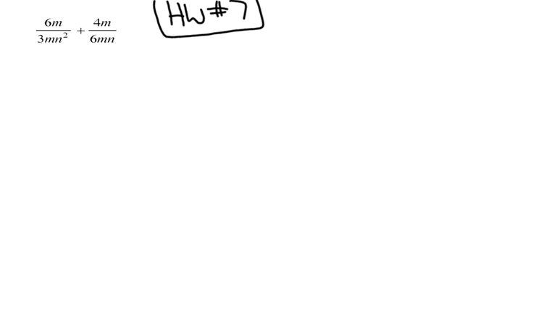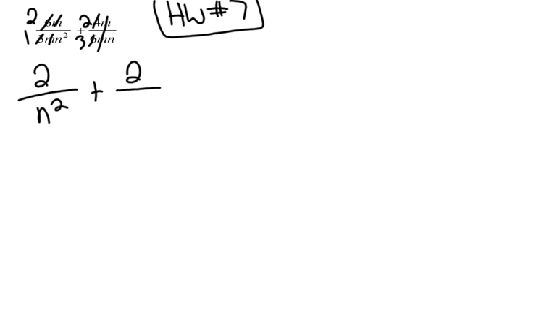So if you look at that first fraction, we have 6 over 3. We could reduce that to 2 over 1. M and M cancel, and on the right fraction, the 4 over 6 reduces to 2 over 3, and the M's cancel as well. Let's just clean that up and write what we have now. 2 over n squared plus 2 over 3n. Okay, now we want to ask ourselves, what is our LCM?